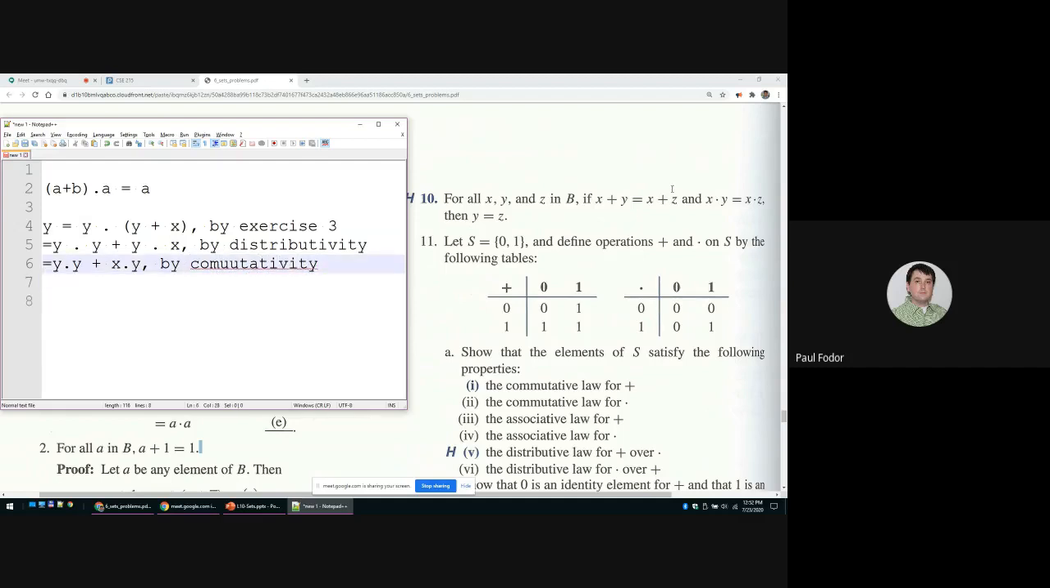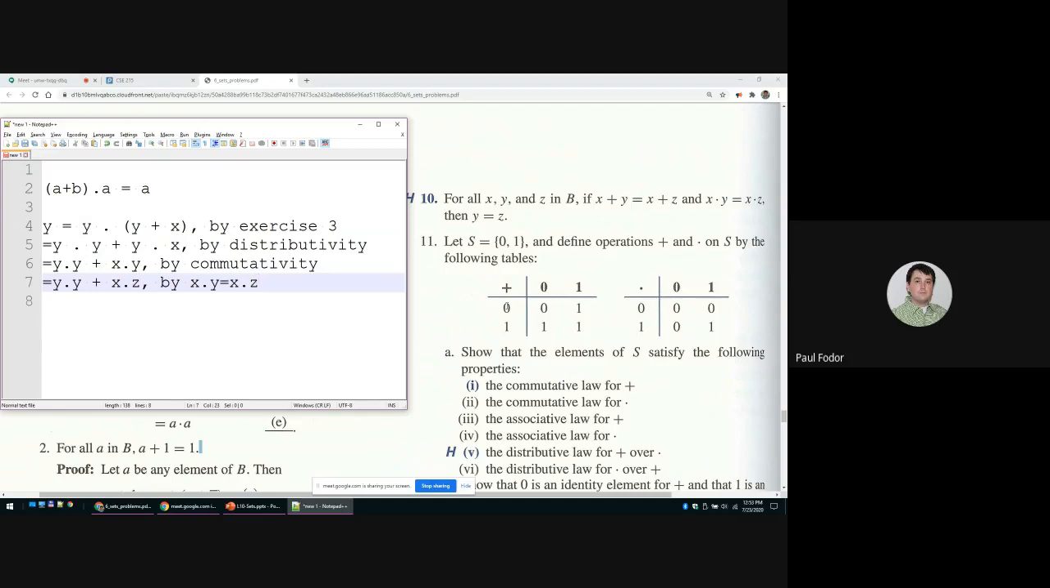By commutativity. And then by the exercise itself, X intersect Y is X intersect Z. So the first part remains the same, and the second part becomes X intersect Z. Okay, it will say, by the fact that X intersect Y is X intersect Z.